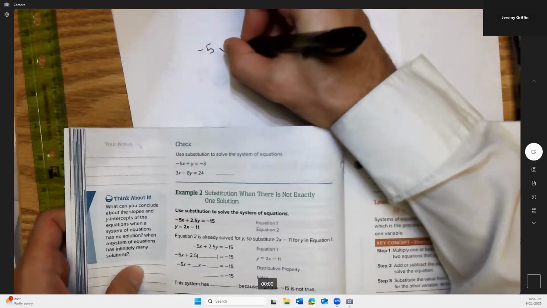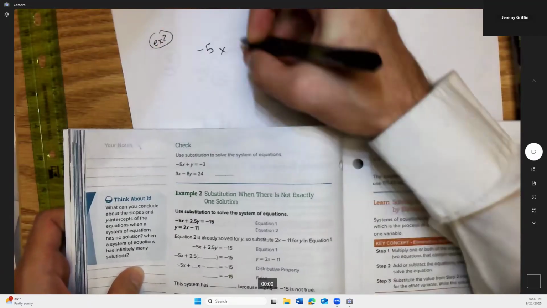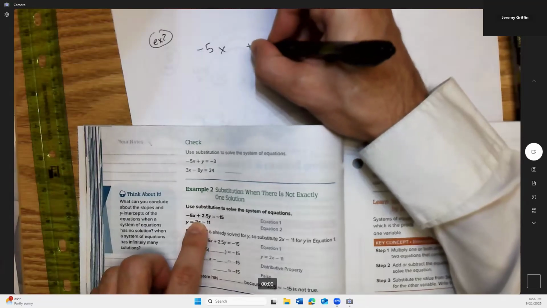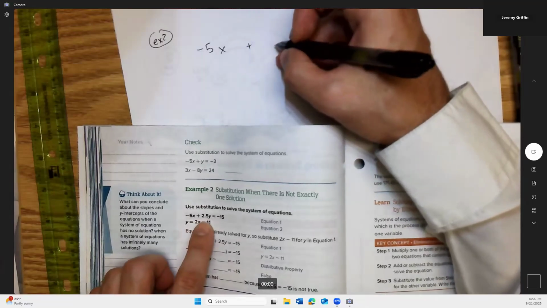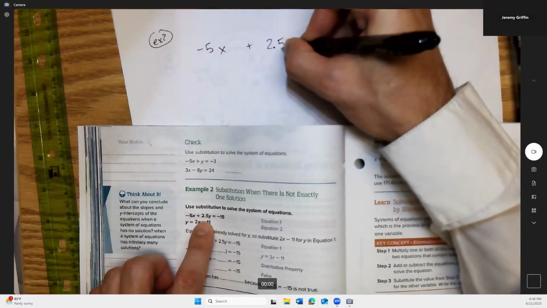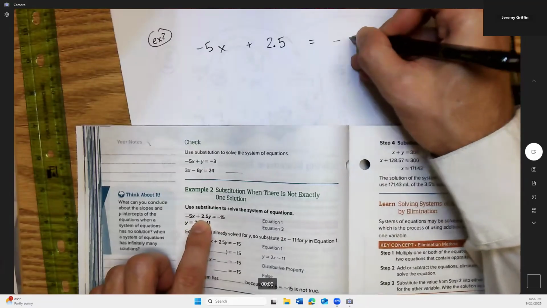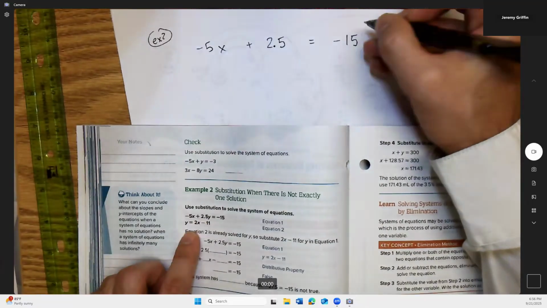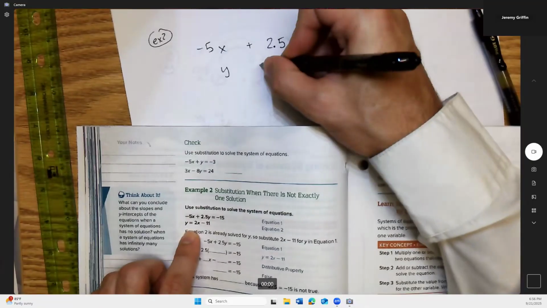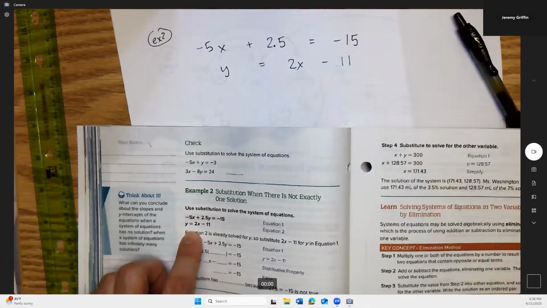So they got -5x. So let's see, example two. Okay. -5x plus 2.5y. Well, yeah, probably that. I'm already thinking, I wonder if I should turn that into a fraction as 5 halves, but here, let's get down first. Equals -15. And then y equals 2x minus 11.